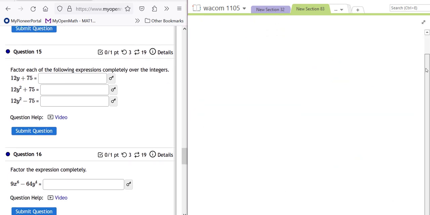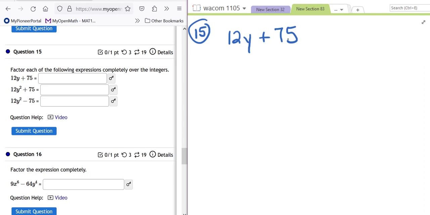All right, this is a nice question because it lets you compare some things that look very similar. So our first one is 12y plus 75. All right, your only possibility here is GCF. And the reason is because the exponent on this one is 1. It is not 2 or 3. So GCF is our only choice. There is a GCF in this problem. It is a 3. It might not be something you think of because they're not both even, but there is a 3 that would work.